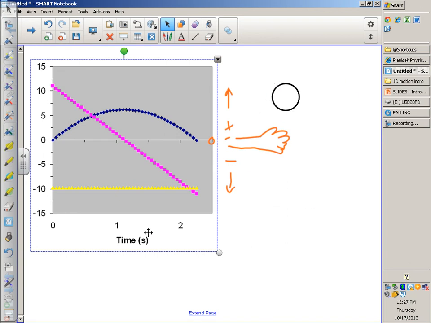Anyway, so that ball goes up, and then it comes back down. That's the position. And we talked earlier this week about why the position graph is curved: because an object that has changing speed, the slope has to change on the velocity graph. What's happening on the velocity graph?